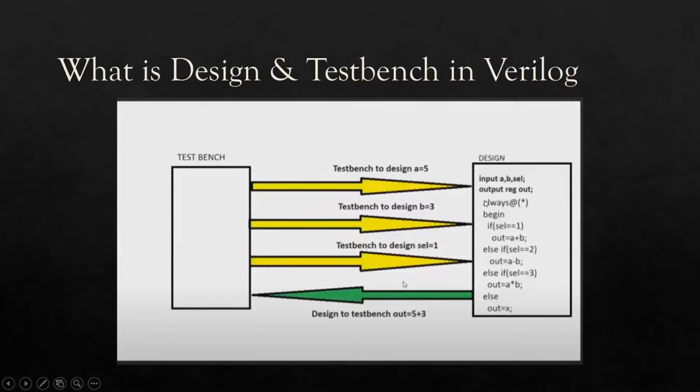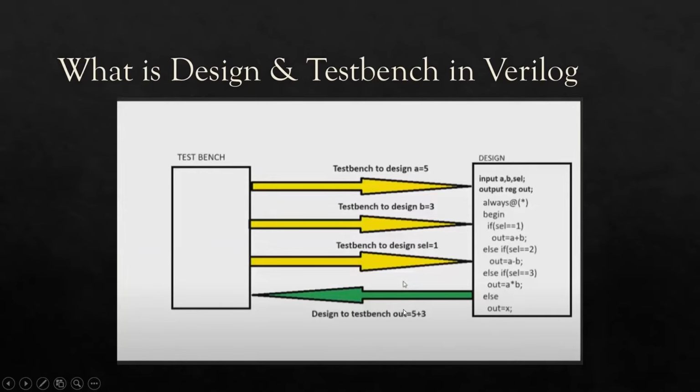Just forget about this for now. These are the inputs a, b, and select line. This is the output variable out. If select is 1, addition. If select is 2, subtraction. If select is 3, multiplication. Else don't care. So the design needs three inputs. The three inputs are yellow lined. From the test bench to the design: a value, b value, and select value. Based on these three stimuli, the design will perform the action and throw an output.